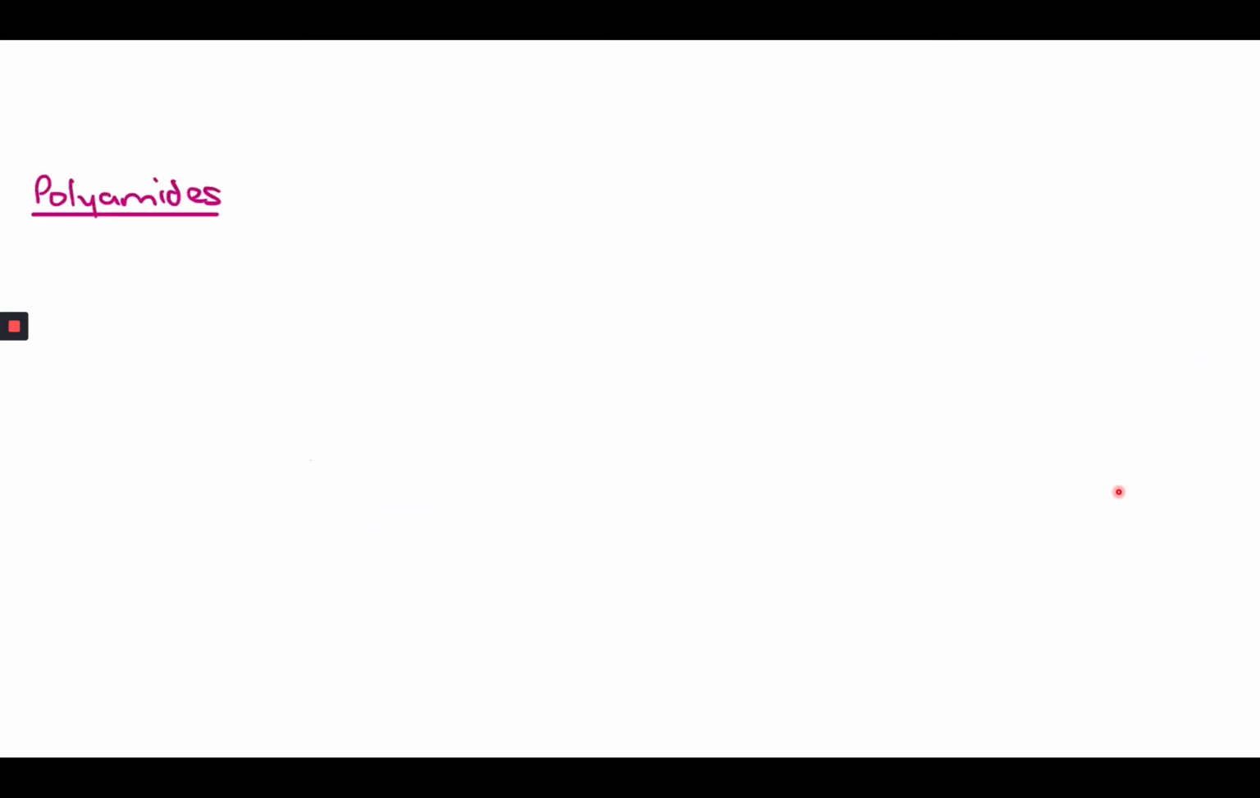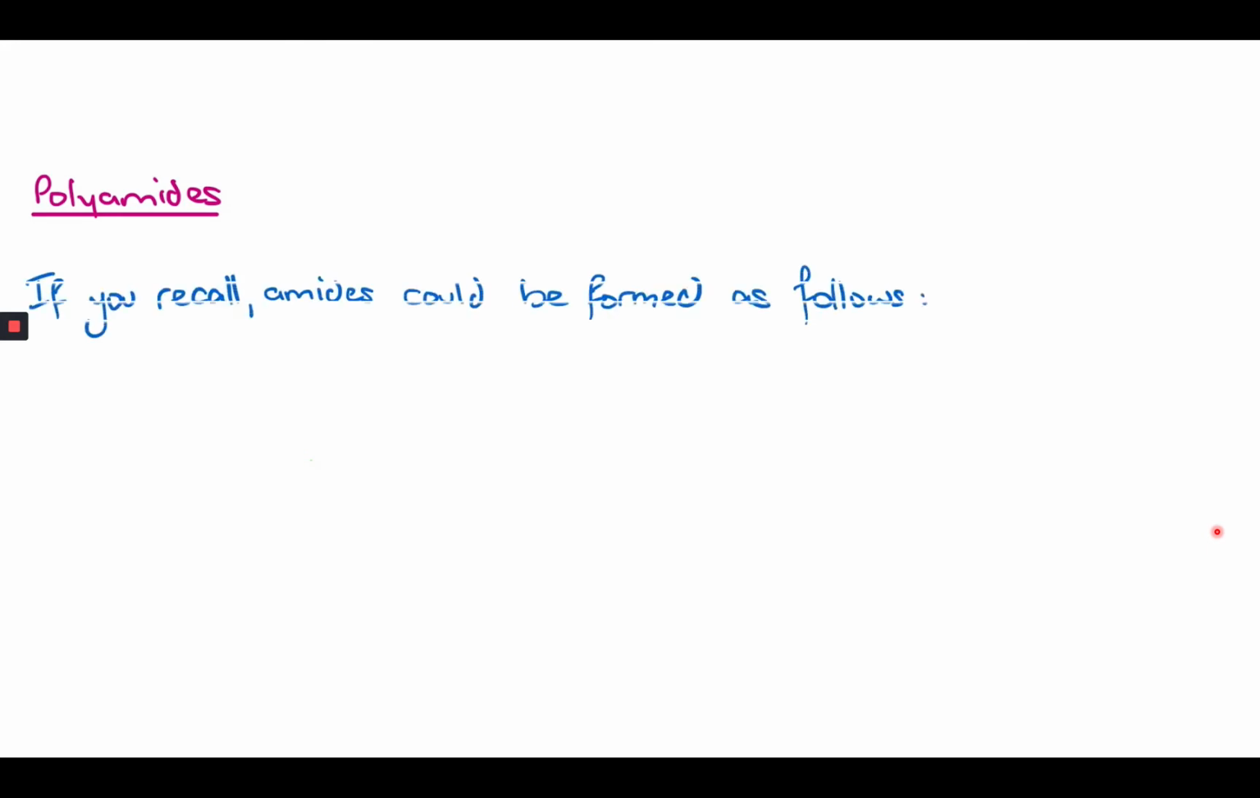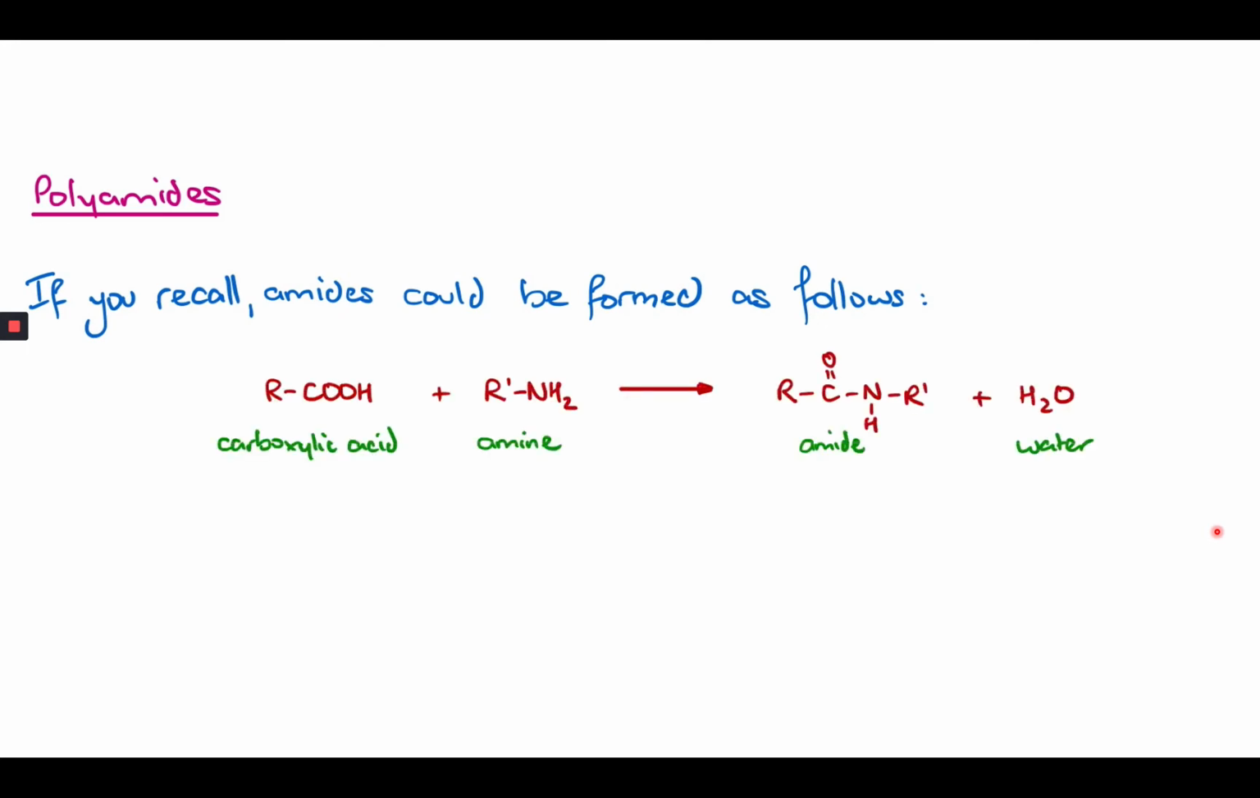So that was polyesters. So polyamides, it is exactly the same, right? They are identical, other than the fact that one of the monomers is different. So again, if we think about amides, we could have done it with a carboxylic acid and an amine. And that would have given us our amide and water. So again, it's a condensation reaction. We're removing a small molecule, we're removing water.